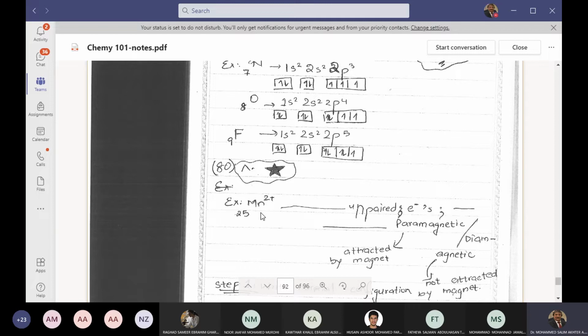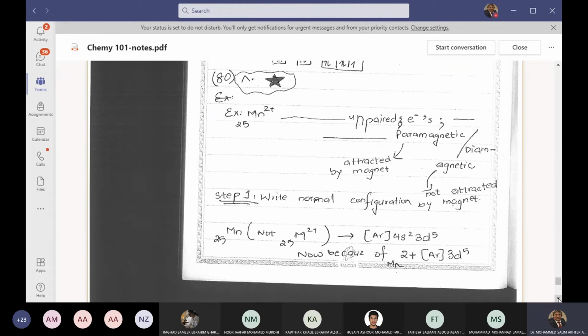I will give you the example for manganese. Write down the normal configuration. Very, very simple.